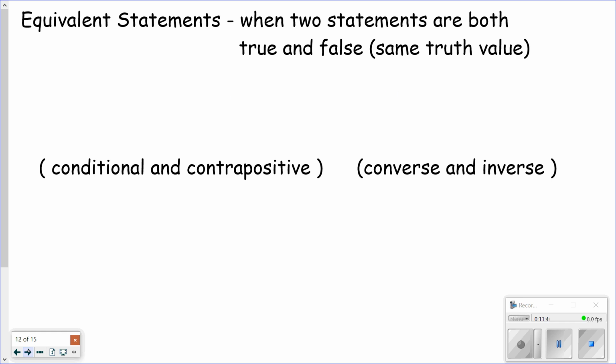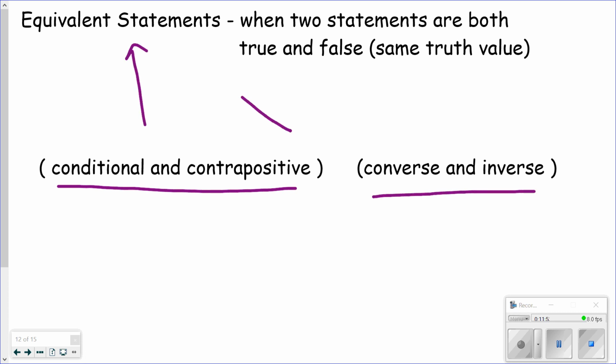Equivalent statements. When two statements are both true and false, they have the same truth value. So conditional and contrapositive statements are equivalent statements, and a converse and an inverse are equivalent statements. This isn't too important, so I wouldn't really focus on this. This is more of a side note.